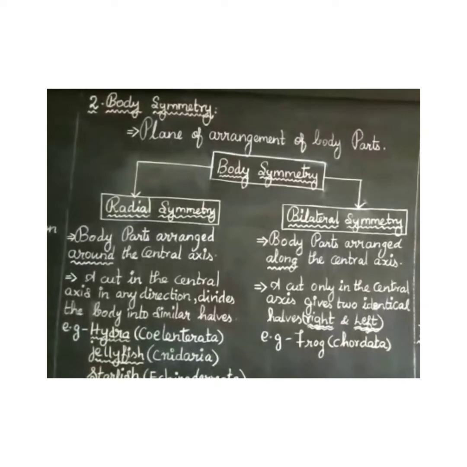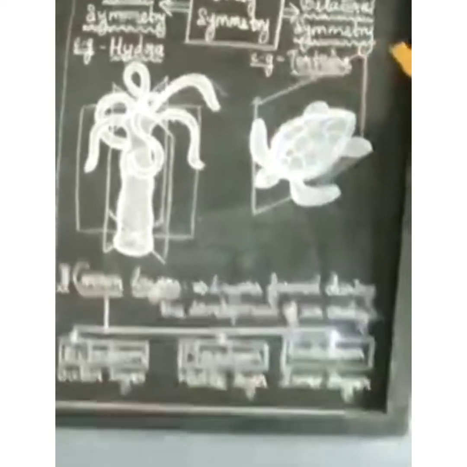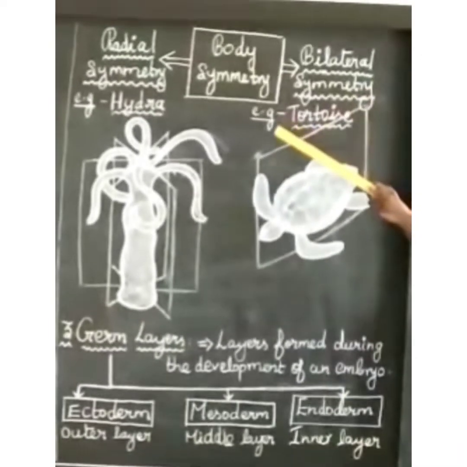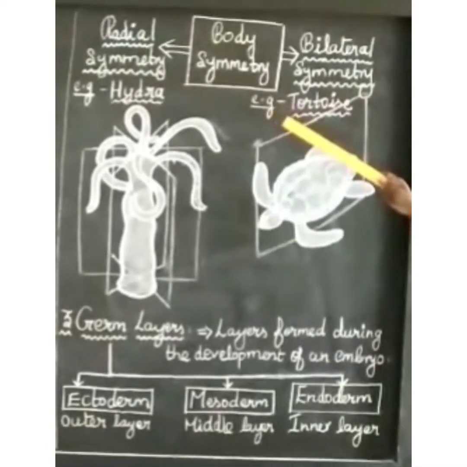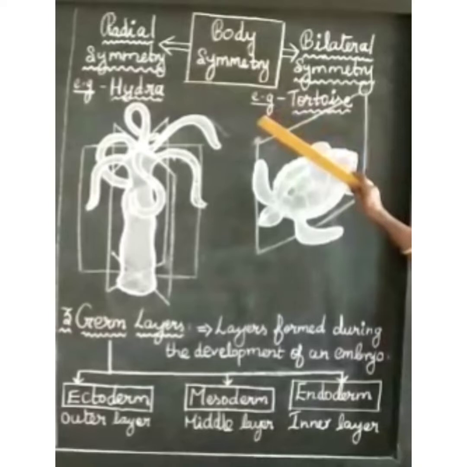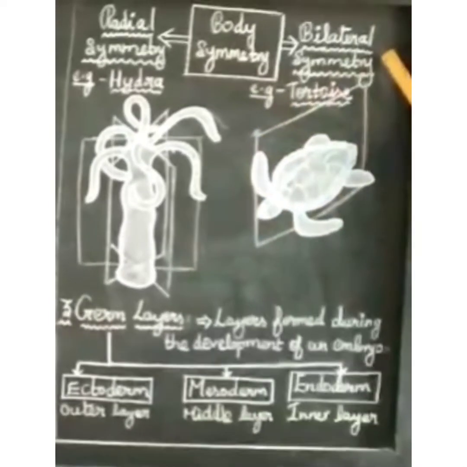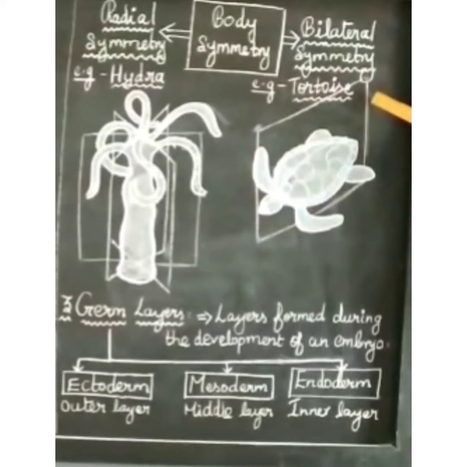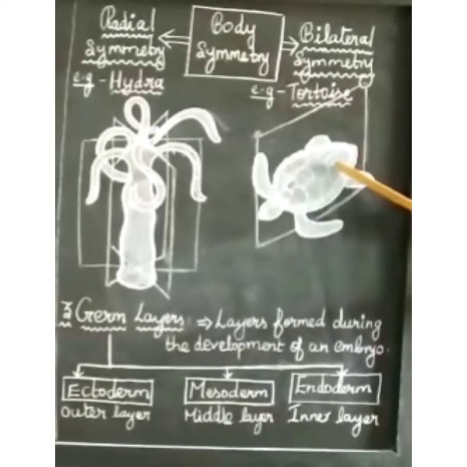Okay, clear? Look at this picture. This is a very good example for body symmetry. First we see radial symmetry. For radial symmetry, the example is Hydra. This is Hydra. Then the second one, bilateral symmetry. As examples I give you the frog and all chordates. Even the tortoise is also a chordate, so I will give the tortoise as an example for that.